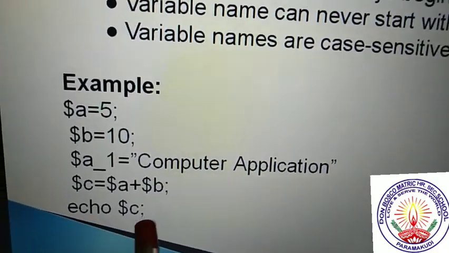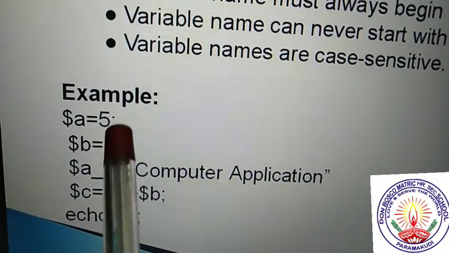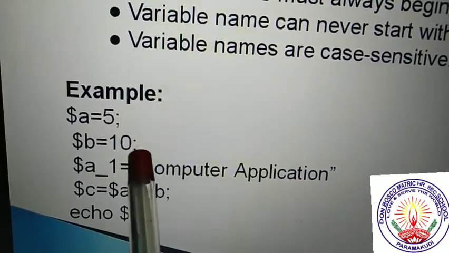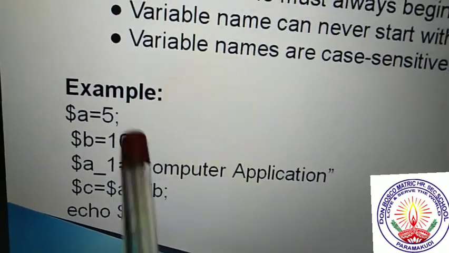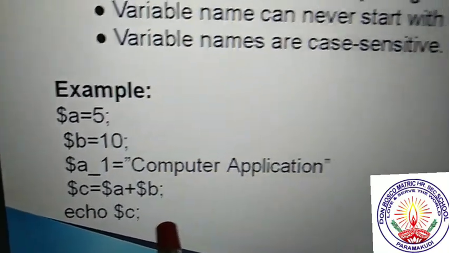So echo $C means what is the value stored in C? A and B are added and stored in variable C. So echo C means the value 15 is displayed on the screen.